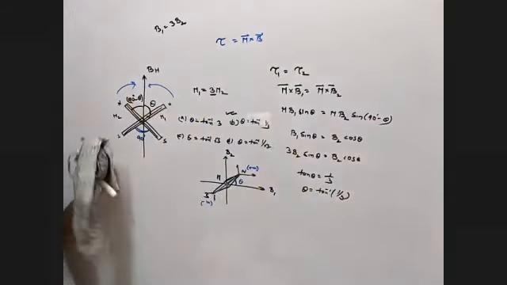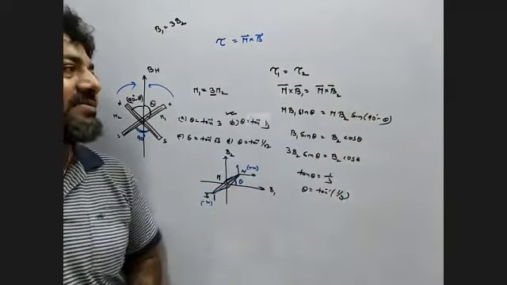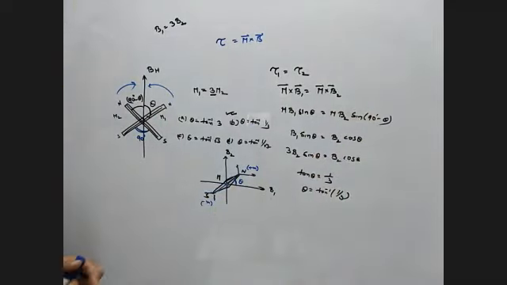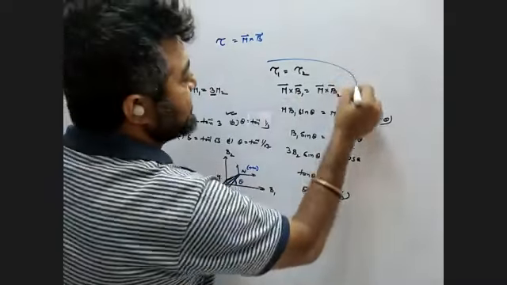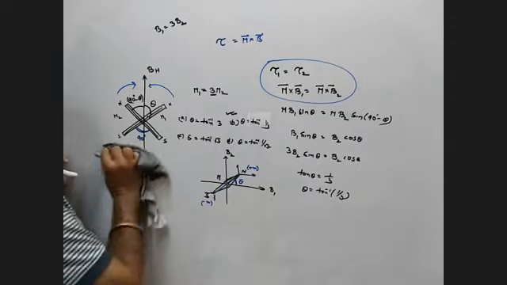You can change this. If I take B2 equal to B1, then this can be varied. So my basic idea is only this. You understand? Torque 1 balances torque 2. Is it clear, everyone? Okay.